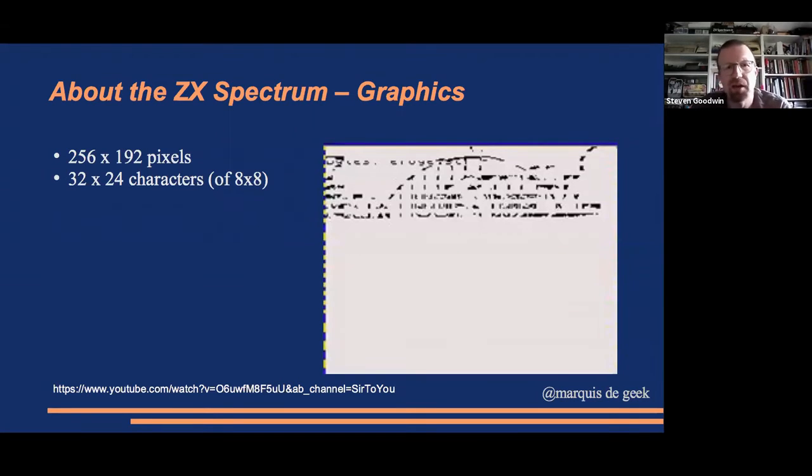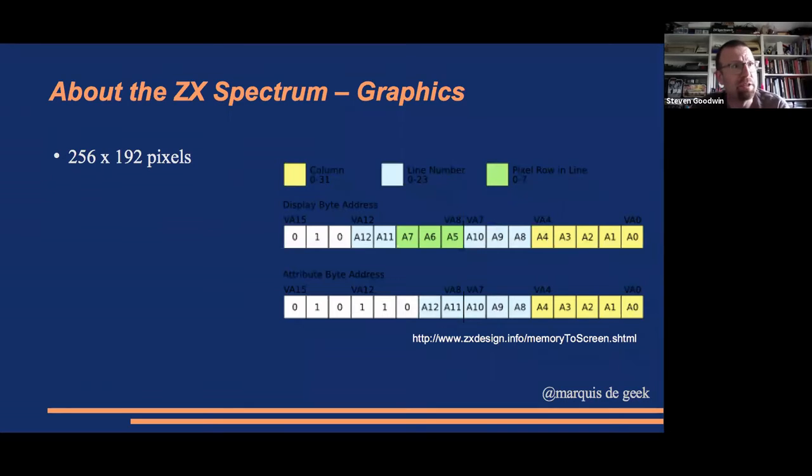It's just a hardware thing. So if you want to draw a thing at XY, you get the Y coordinate and you do this calculation on it. You work out the column numbers, which is that sort of 0 to 31, thinking of it in 8 by 8 blocks. The line number going down again in 8 by 8 blocks, and then the pixel row in each line, 0 to 7. As we say, it's an 8 by 8 thing.